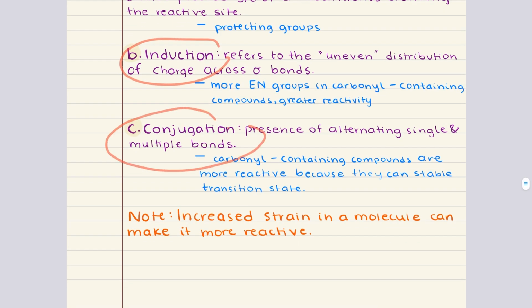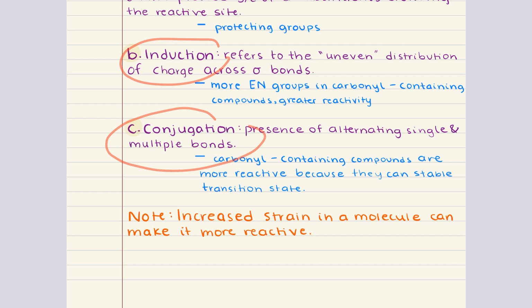What about conjugation? Conjugation refers to the presence of alternating single and double bonds in a molecule. This alignment allows for electron delocalization across multiple atoms, which can stabilize both the ground state of the molecule and the high energy transition state that's formed during a reaction. In some cases, conjugation can spread out the electron density and make the carbonyl less electrophilic. However, in other cases, conjugation can stabilize the transition state, which lowers the activation energy for the reaction.